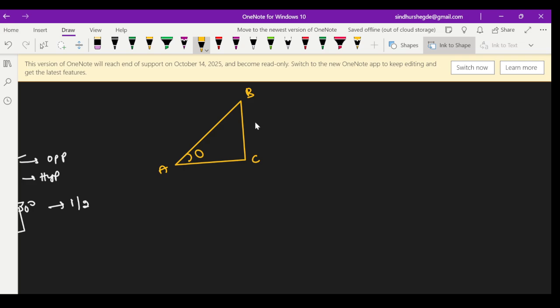This is a very important problem to understand that sin square theta plus cos square theta is always 1, and we will prove two more identities from this problem only. So sin theta is 3 by 5, so the opposite side is 3 and the hypotenuse is 5, and cos theta is 4 by 5.